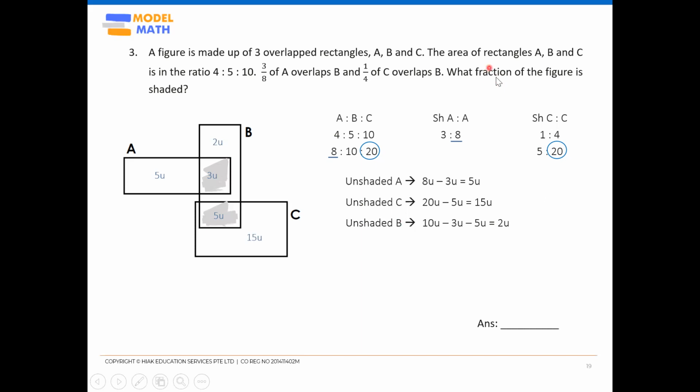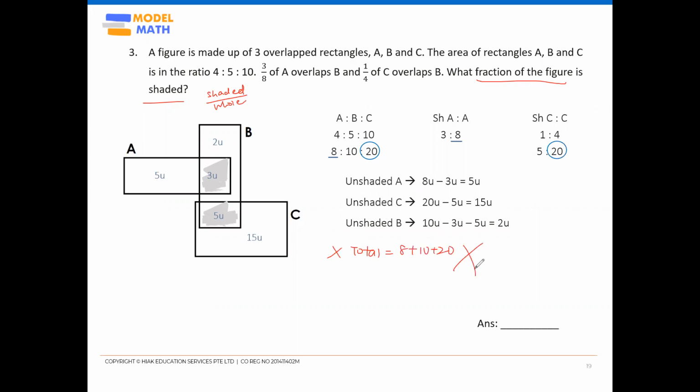So let's read back. They say, what fraction of the figure is shaded? So when they say what fraction of the figure is shaded, what they want is the shaded out of the whole figure. Now, this is where a lot of you would have done this, okay? Don't write this down, this is the wrong one. You will happily tell me, okay, total units, I just look at A, B, and C, just add them up. You tell me 8 plus 10 plus 20.